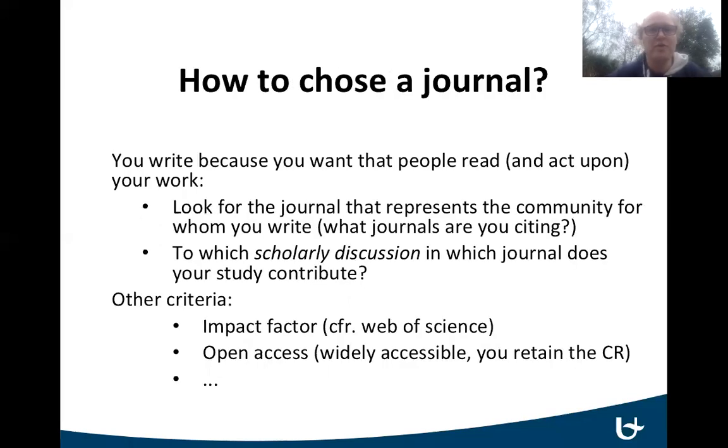So how to choose a journal? Well, I would say my basic rule applies again. You write because you want that people read and act upon your work. So you will be looking for the journal that represents the community for whom you work. And one thing that can help you to find that right community is to look at which journals you are citing yourself when you're writing. Probably the journals you are citing a lot represent the community that will be interested also in your own paper.